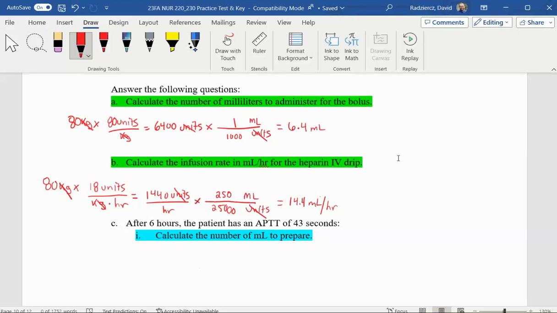Okay. So that's most likely what you're going to get on your test: that part A, that part B, calculate the initial bolus, calculate the initial infusion rate, and that'll most likely be what you see. But I gave you some other examples just in case you do see another setup, and that way you know kind of what to do from there.